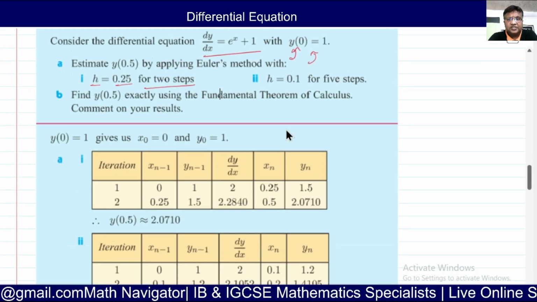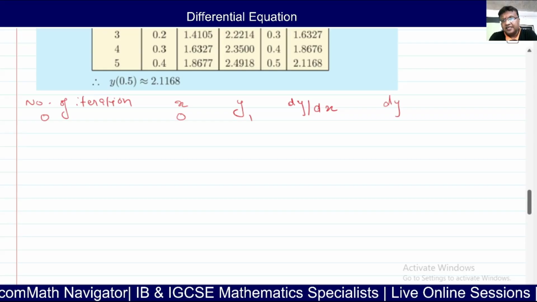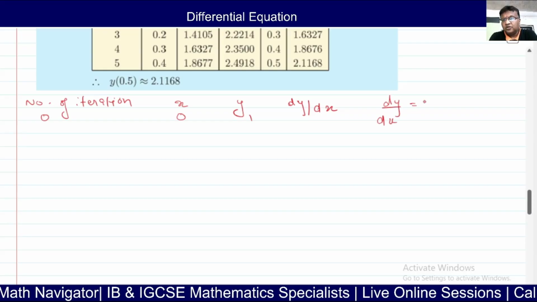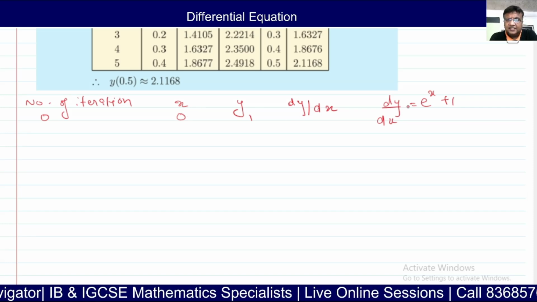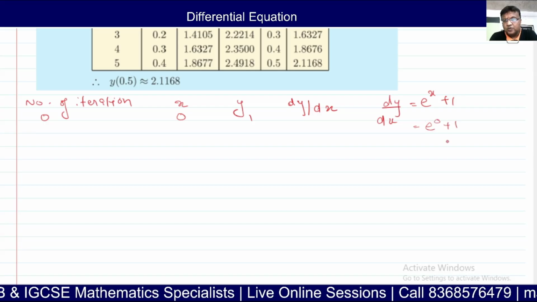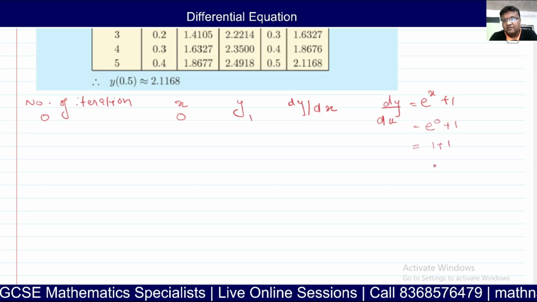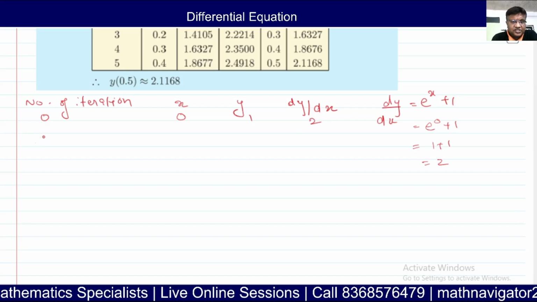My equation is dy by dx equal to e raised to the power x plus 1. So basically dy by dx becomes e raised to the power 0 plus 1, which gives me 1 plus 1, which is 2. So here it is. Now my next iteration is 1.